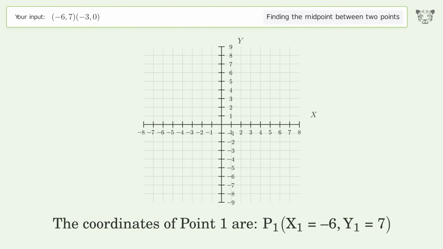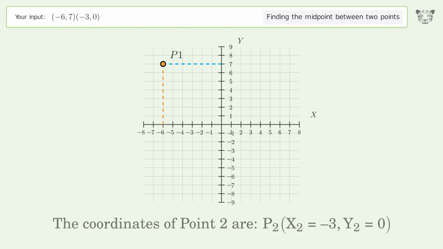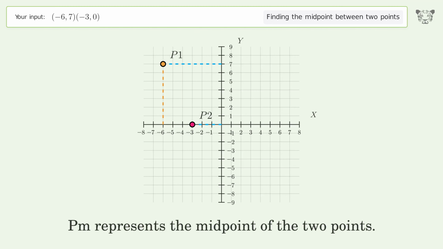The coordinates of point 1 are x1 equals negative 6, y1 equals 7. The coordinates of point 2 are x2 equals negative 3, y2 equals 0. PM represents the midpoint of the 2 points.